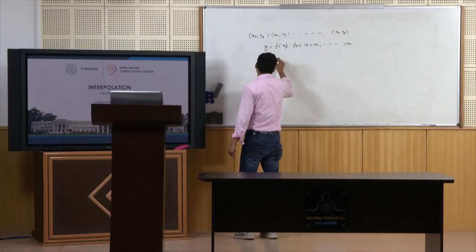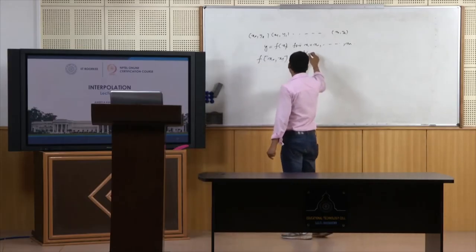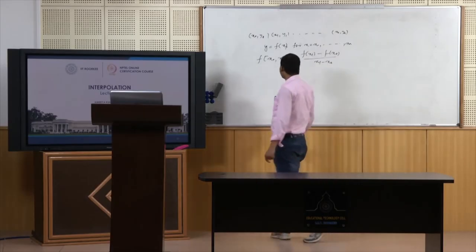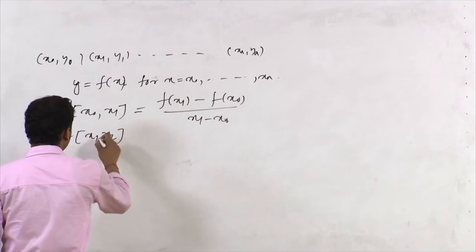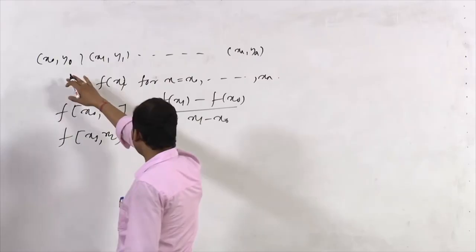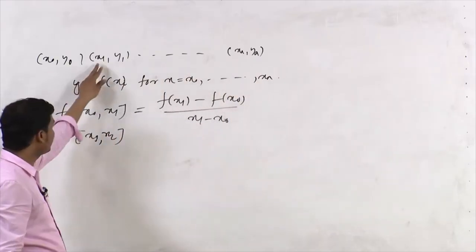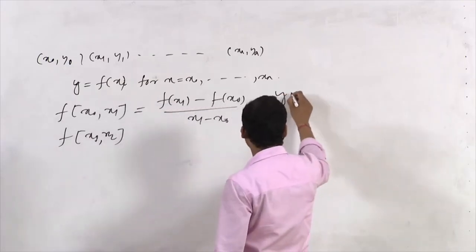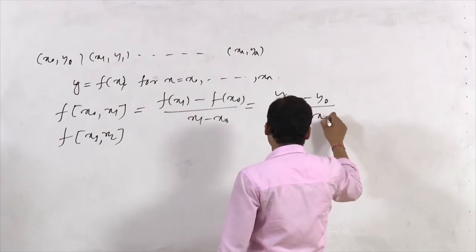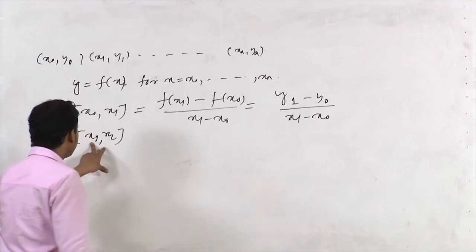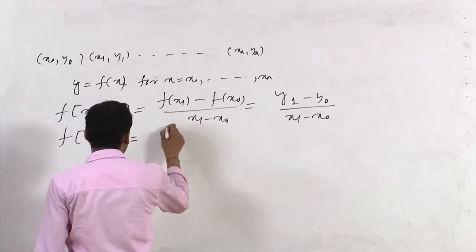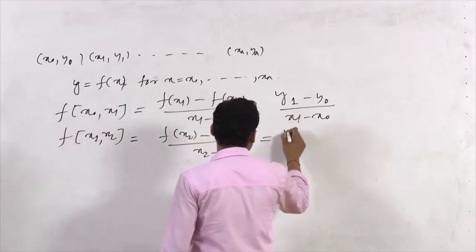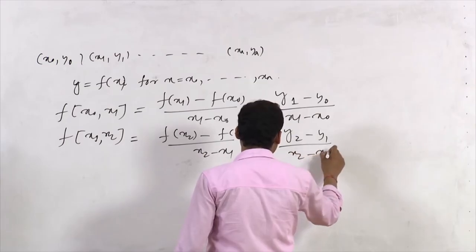as follows. For two consecutive points, f of x0, x1 is f of x1 minus f of x0 divided by x1 minus x0. The starting point is x0, the next point is x1, and the corresponding y values are y0, y1. So we can also write this as y1 minus y0 divided by x1 minus x0. For the next two points, x1 and x2, in divided difference form we write f of x2 minus f of x1 divided by x2 minus x1, which can be written as y2 minus y1 divided by x2 minus x1.